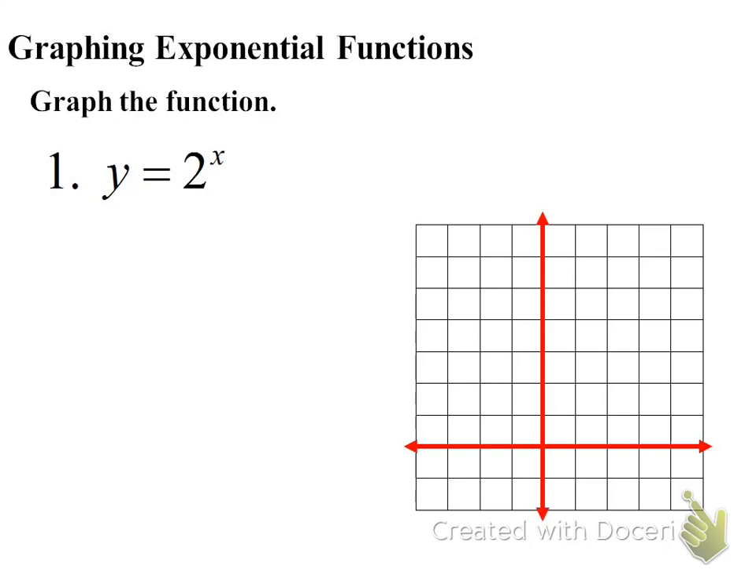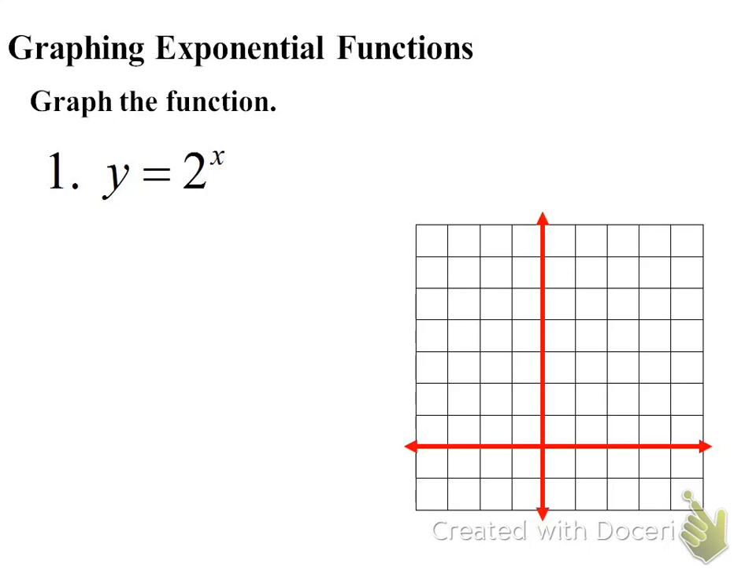So here's our first example. In this example, we don't see an A. Remember, A is the number in front of the base that has the exponent. 2 is our B, that's our base. So A in this case is 1, if that helps you kind of figure out what's going on. Remember, our y-intercept is at (0, A), so we know it'll go through the y-axis at 1.